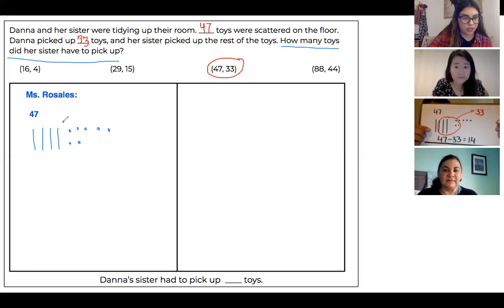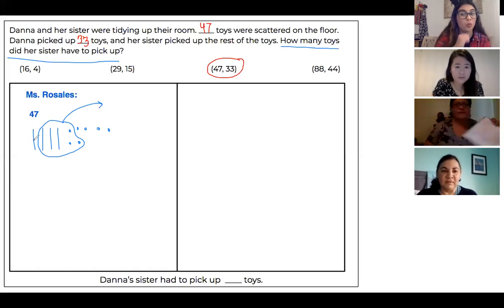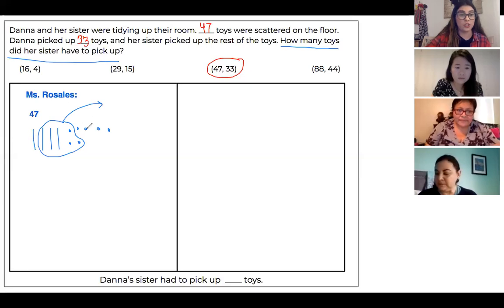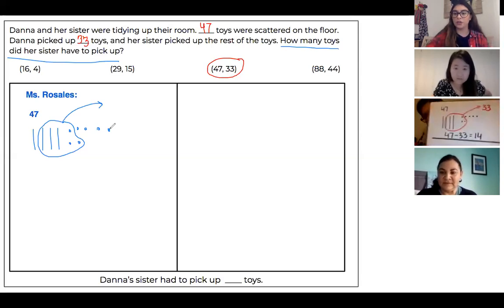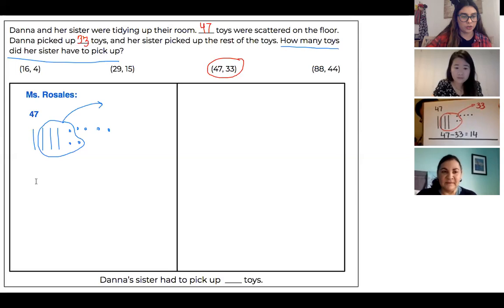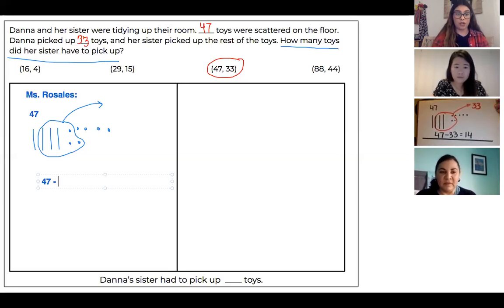Okay, so you showed the 33 that Donna picked up, and you moved them away, and then you saw what was left that wasn't inside of the circle of 33. And so you counted that 10, 11, 12, 13, 14. And can I see the bottom of your work? Oh, you wrote an equation. Beautiful. And so your equation is 47, the number that we had first, how many toys we had at first.